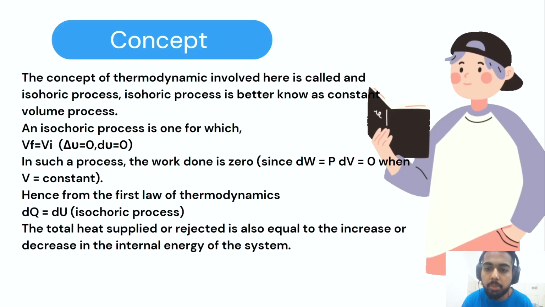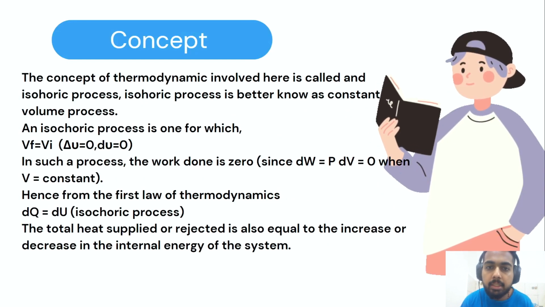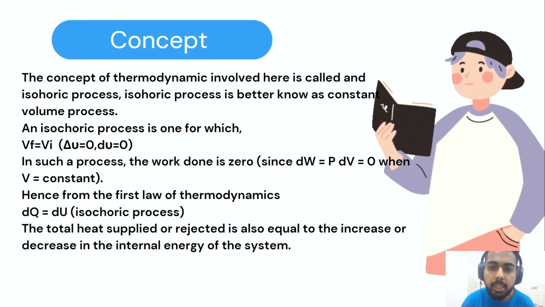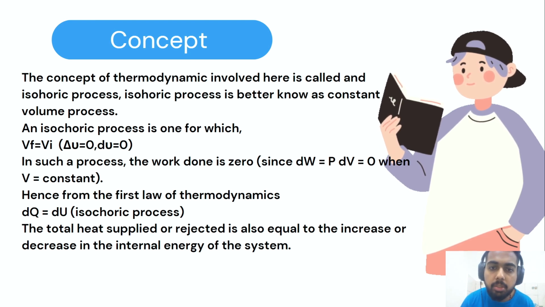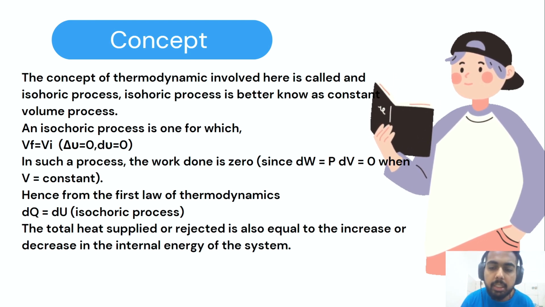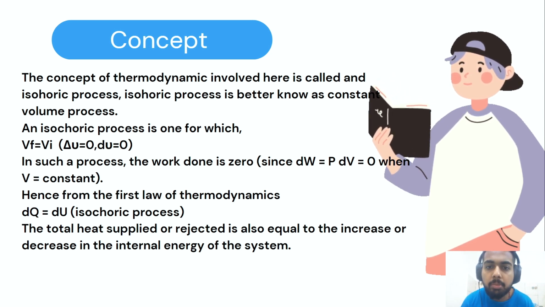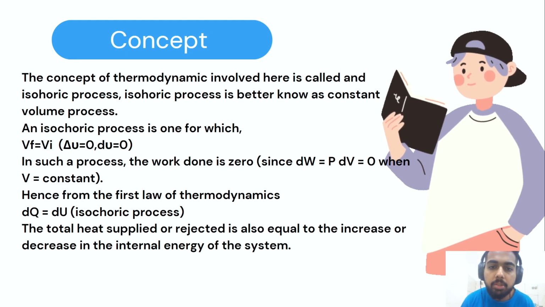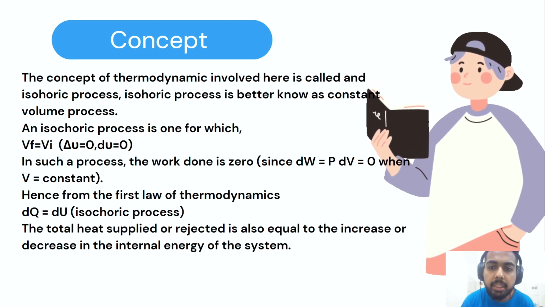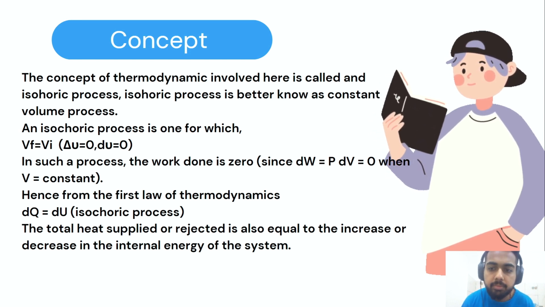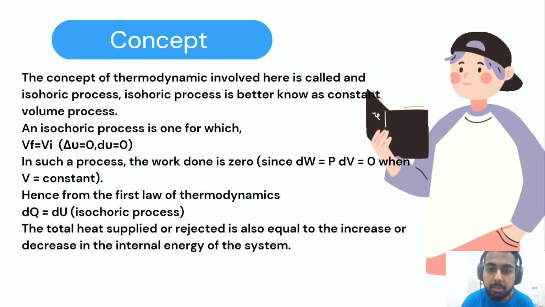Next we go to the thermodynamic concept. The concept involved here is called an isochoric process, better known as a constant volume process. An isochoric process is one in which Vf equals Vi, where delta V equals 0. In such a process the work done is 0, where dW equals P dV is 0 and V is constant. Hence, from the first law of thermodynamics, dQ equals dU. In an isochoric process, the total heat supplied or rejected is equal to the increase or decrease in the internal energy of the system. So we proceed to the next slide, the schematics.